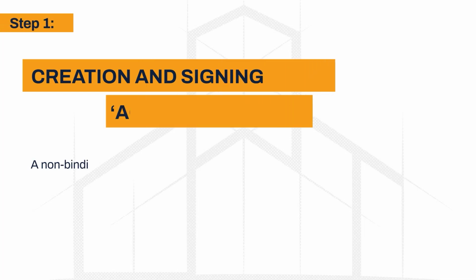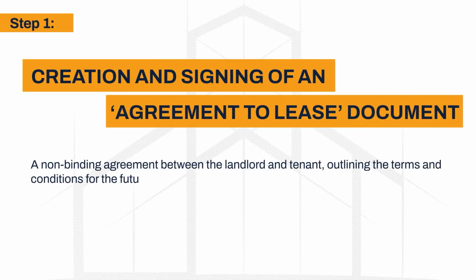Step 1. Creation and signing of an agreement to lease document. This is the first step of the leasing process and is a non-binding agreement between the landlord and the tenant, outlining the terms and conditions for the future lease. This agreement can be used in situations where the lessor has not yet acquired title to the land, the premises are not fully erected or ready for occupation, the former tenant is still occupying the premises, or all the lease conditions have not yet been settled.